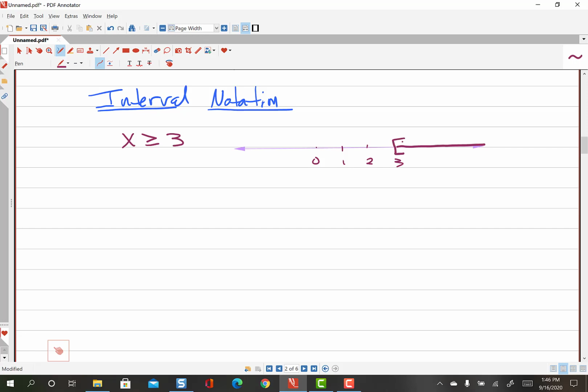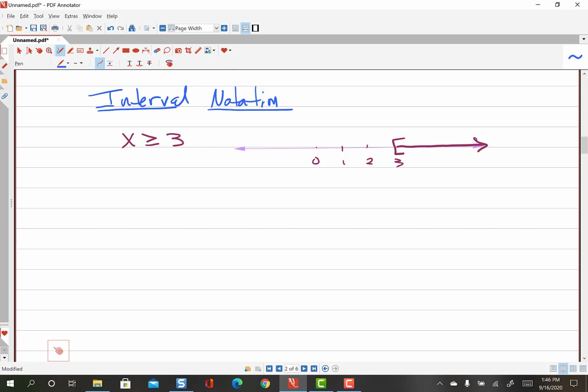Now, some textbooks use the open dot, closed dot idea, which is fine. This one uses what I refer to as the square brackets and parentheses. And the reason I like that model better is because if you take this picture or this inequality and you want to write it in interval notation, if you can draw the picture, you can write interval notation.